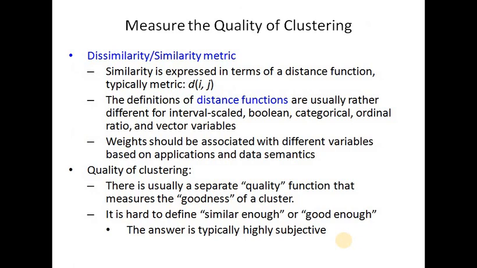Dissimilarity and similarity matrix. Similarity is expressed in terms of a distance function, typically a metric, which should be associated with different variables based on application and data semantics. And quality of clustering is judged in terms of separation, whether clusters are similar enough or good enough. So we can say that the answer is typically highly subjective.